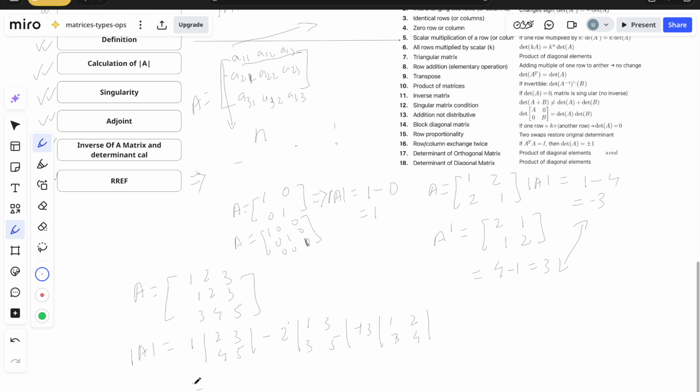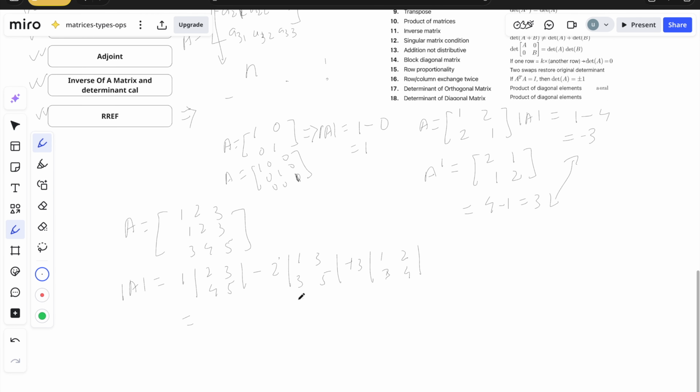If we go below, it would be 1 times (10 minus 12), minus 2 times (5 minus 9), plus 3 times (4 minus 6), right? So minus 2, minus 2 times minus 4, plus 3 times minus 2, which will be equal to minus 2 plus 8 minus 6, which is equal to 0, right? Great.